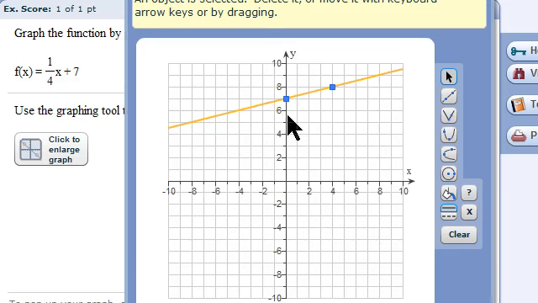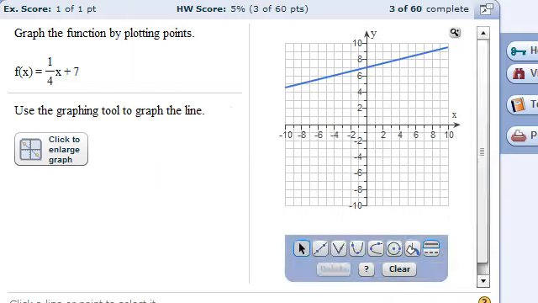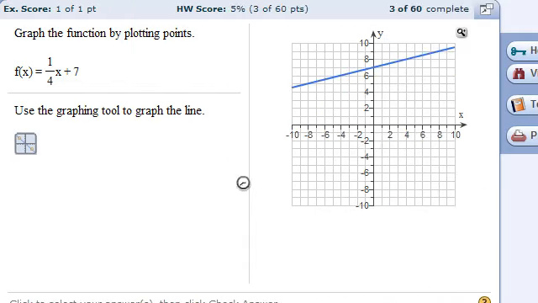Now if I want to check it, again, put them back in. 0, 7: if I put in 0 and 7, I get 7 equals 0 plus 7. That makes it true, so that's good. 4, 8: if I put in 4 here, 1/4 of 4, if you're splitting 4 up into 4 parts, that's 1. So 1/4 of 4 is 1, and then 1 plus 7 is 8. So 4, 8 would also make this equation true. Let's check it. Tells me I'm right.